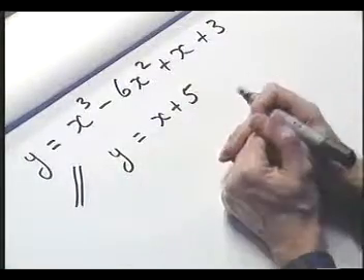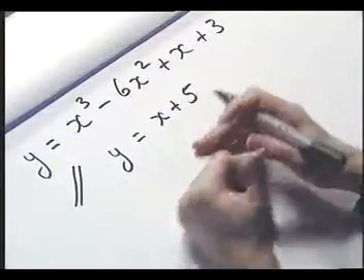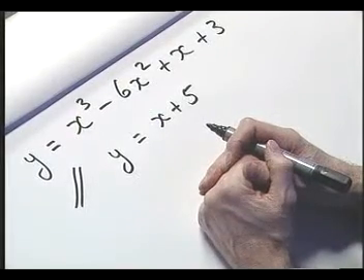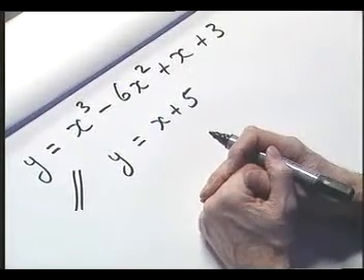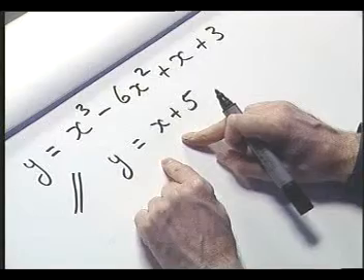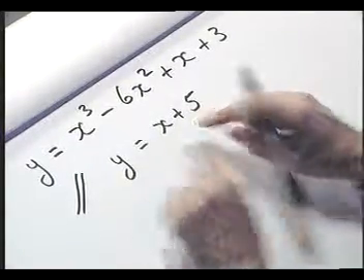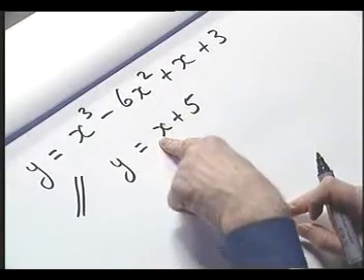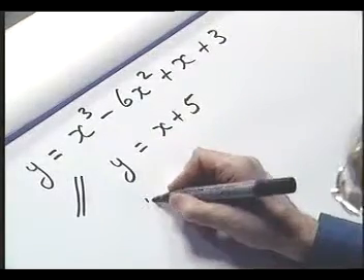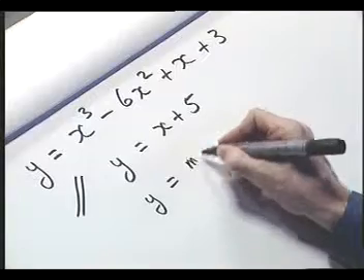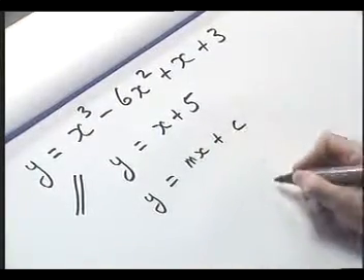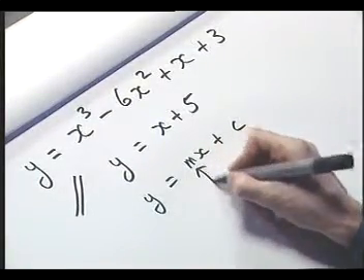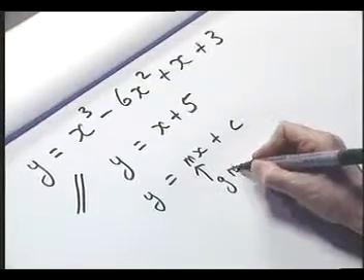Well, we've got to look at this line and we've got to extract some information from it. The information that we can get from it is what is its gradient, because if the tangents have to be parallel to this line, then they have to have the same gradient. And what we can see is that we've got 1x here. And the standard equation for a straight line is y equals mx plus c, where this m is the gradient.